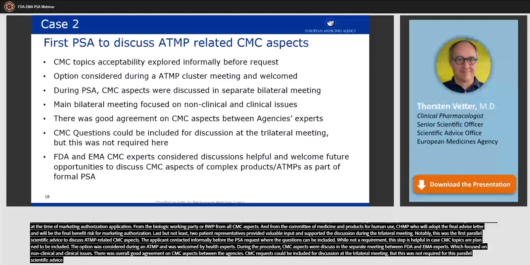CMC experts from both agencies considered the discussion very helpful and would welcome future opportunities to discuss CMC aspects of complex products and ATMPs as part of formal PSA procedures.